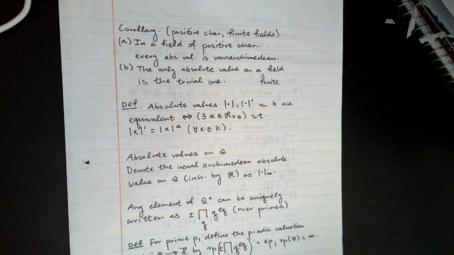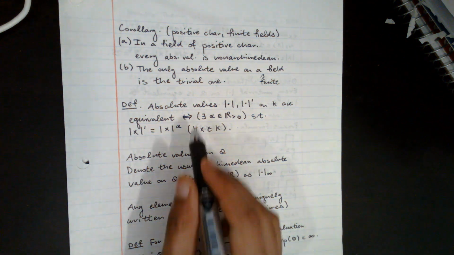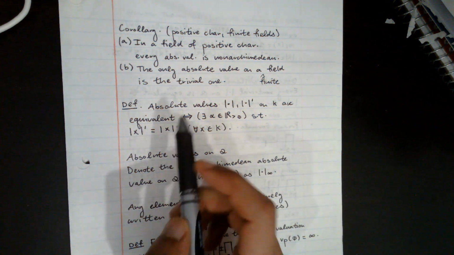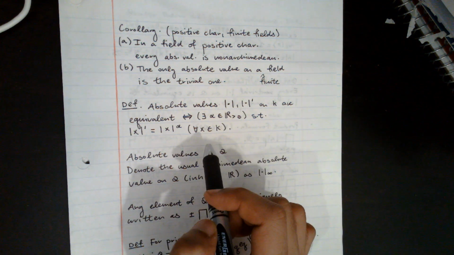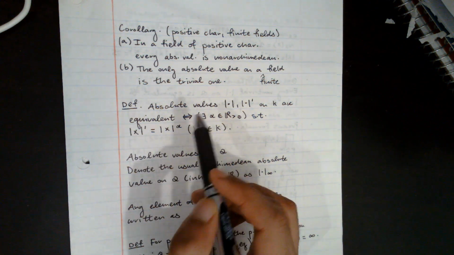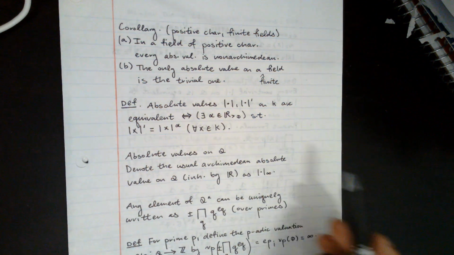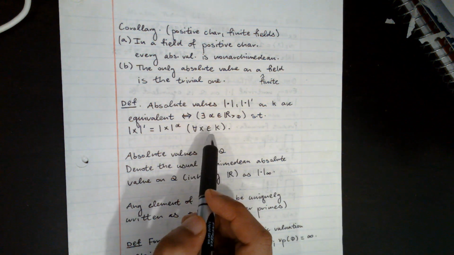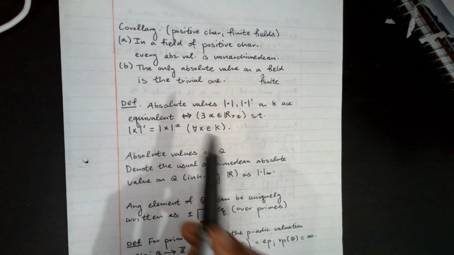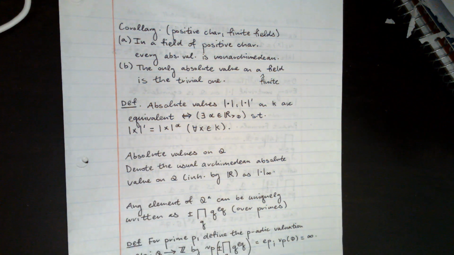And now we introduce an equivalence relation on the class of all absolute values. We say that two absolute values, this one and this primed one, on a field K are equivalent if and only if there's some positive constant alpha such that one is the power of the other for every element, so for any x in the field. So equivalence depends on one absolute value being a power of another on every element.